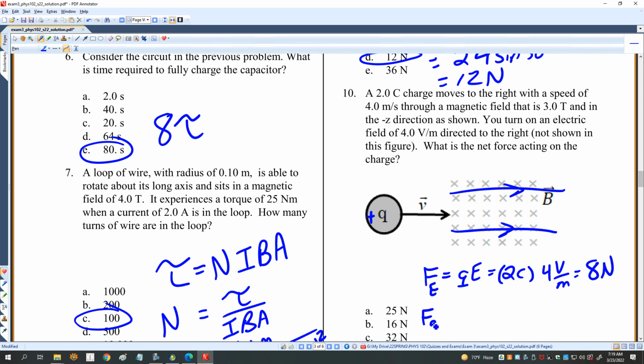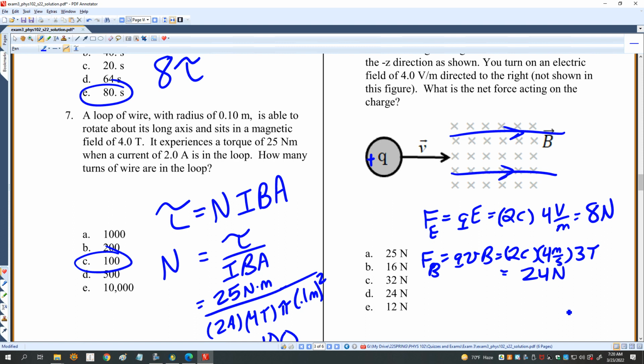The force due to the magnetic field is going to be QVB. That's 2 coulombs. The velocity is 4 meters per second. And the magnetic field is 3 Tesla. So that's 8 times 3, that's 24 newtons. Now, I need to know what the directions of these are, because if they're in the same direction, then the answer would be 32. If they're in opposite directions, the answer would be 16. Or maybe they're at some angle to one another.